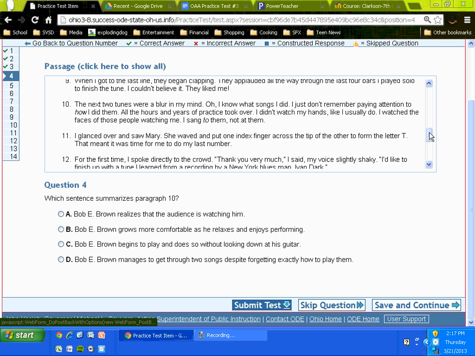Excellent. Lauren, could you summarize that paragraph for me just briefly? What's going on in that paragraph? Why not? Not actually. Take a look at the paragraph again. Alexis?